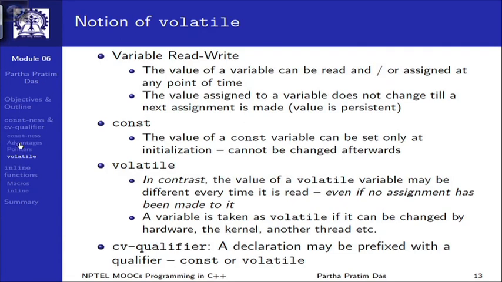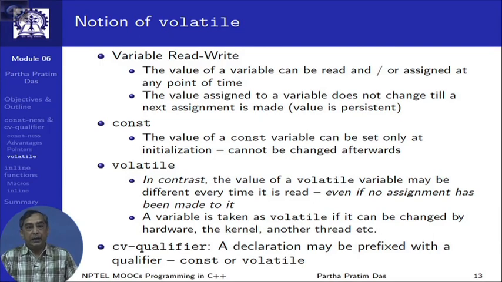talk about a related notion which is known as volatile. This volatile is a less commonly known concept. So, let us try to understand it a little bit. Let us think about a variable. So, what can we do with a variable?